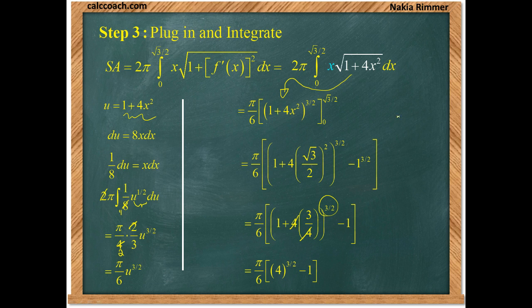Now, you know, 4 to the 3/2 is familiar, 2 squared to the 3/2, so they cancel, and we get 8. 8 minus 1 is 7. Final answer to this question is that the surface area generated will be 7 pi over 6.